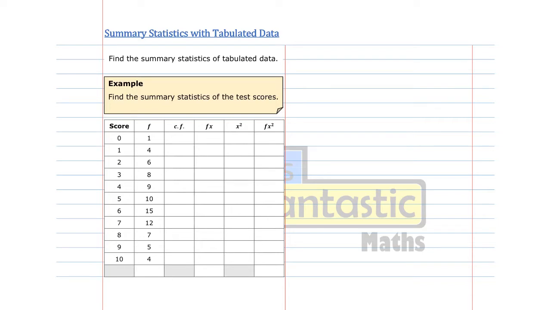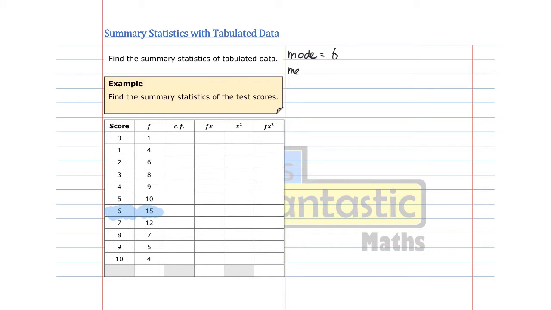We'll start with our mode, because it's the simplest one to find in this set of data. So our mode is the most frequent number. So what we're going to look for is the highest frequency, and then grab the score associated with that frequency. And I can see my highest frequency is 15. So the mode, the score, is 6. So just from the table, I can see my mode is 6.